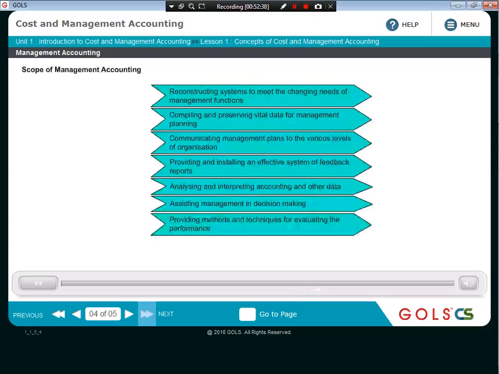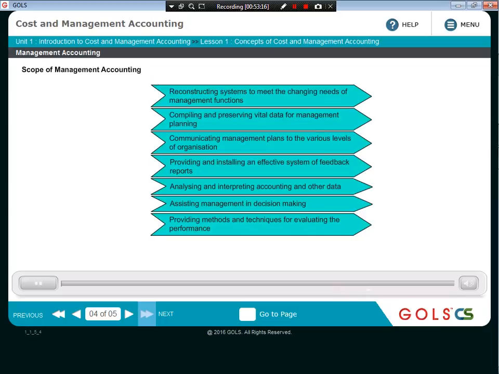Providing the methods and techniques for evaluating the performance of the management in the light of the objectives of the enterprise. One of the scopes of management accounting is that it provides different methods and techniques for evaluating the performance of the different levels of people. For example, the company's policy is that goods will be sold to the customer on a 30 days credit basis. Now the management is interested in whether our collection department is performing properly or not. For that purpose, the management accountant will find out the debtors collection period in number of days or months.